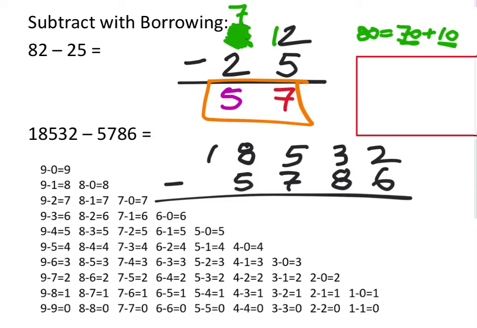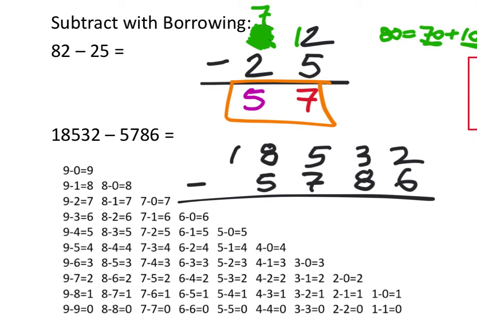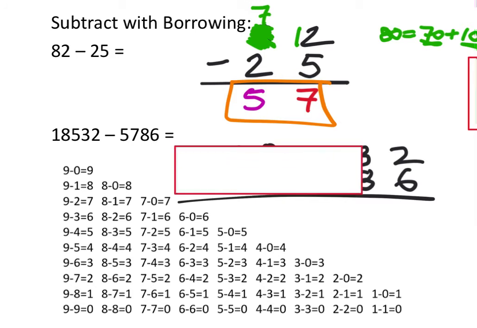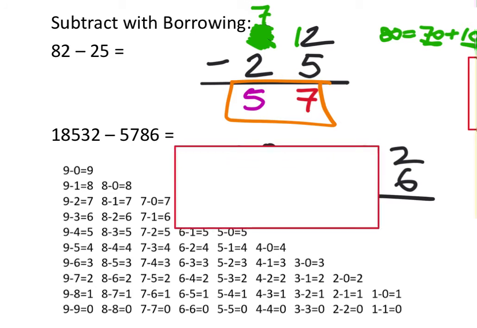But just like we did on that last problem, I'll just make a new one. Here we go. That'll cover them up. So I'm focusing on my place value farthest to the right, which is 2 minus 6. But again, 6 is too big to take away from 2.